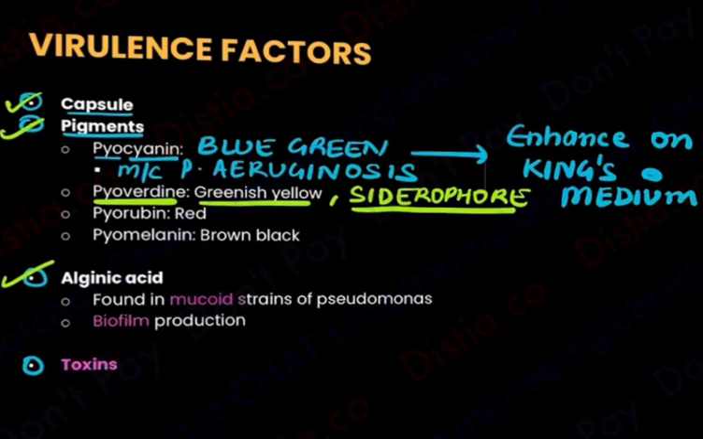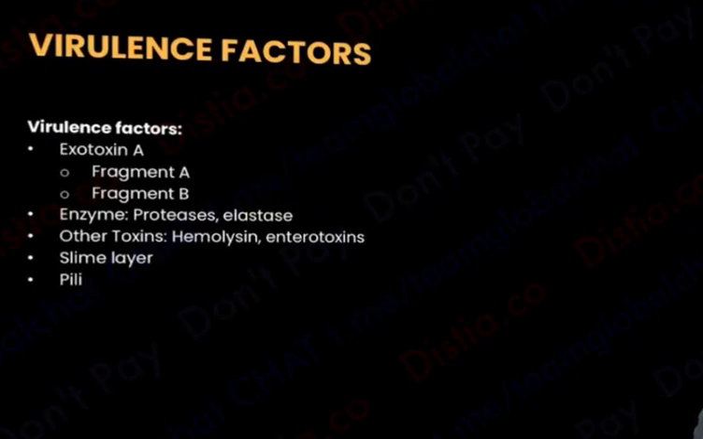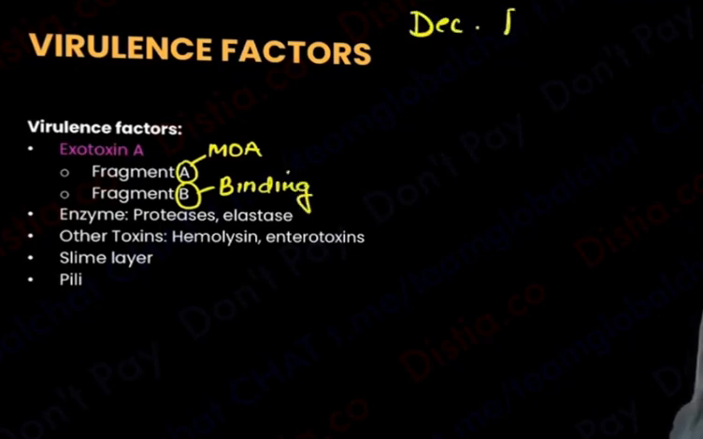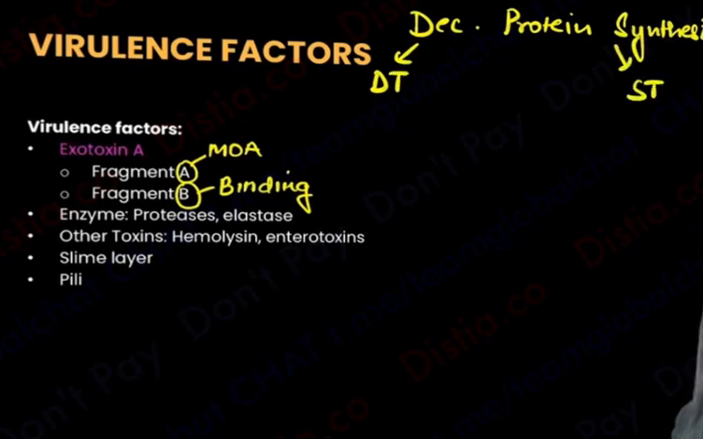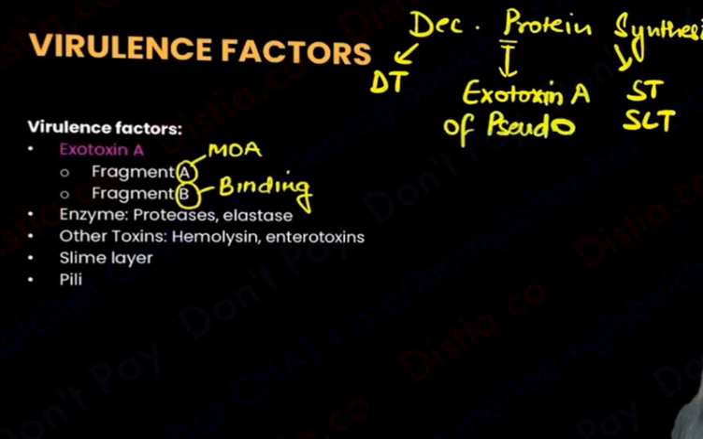Next we have toxins, and I think you already know the toxins. We have exotoxin A, and like any other toxin on this planet, it has fragment A for mechanism of action and fragment B for binding. But I'm not going to tell you the action because I've told you the action a million times. Remember, there was something called decreasing protein synthesis, which are all the toxins which decrease protein synthesis. So D was for diphtheria toxin, S was for Shiga toxin and Shiga-like toxin. And finally, I had told you so many times, P is the exotoxin A of Pseudomonas, and that is what you have.